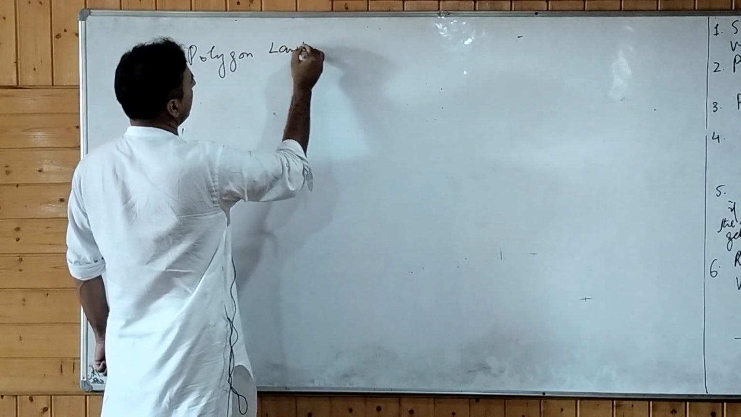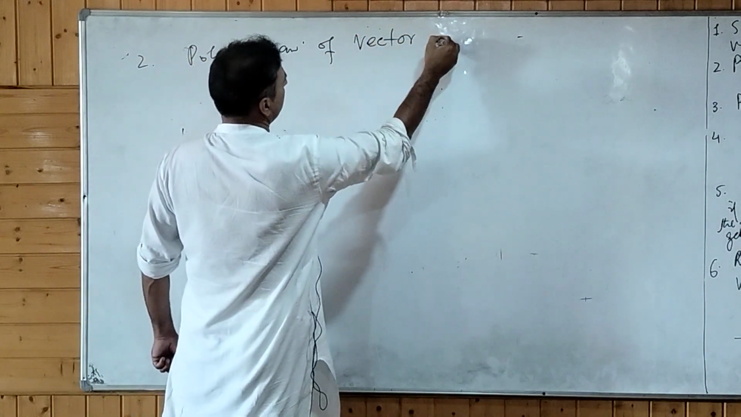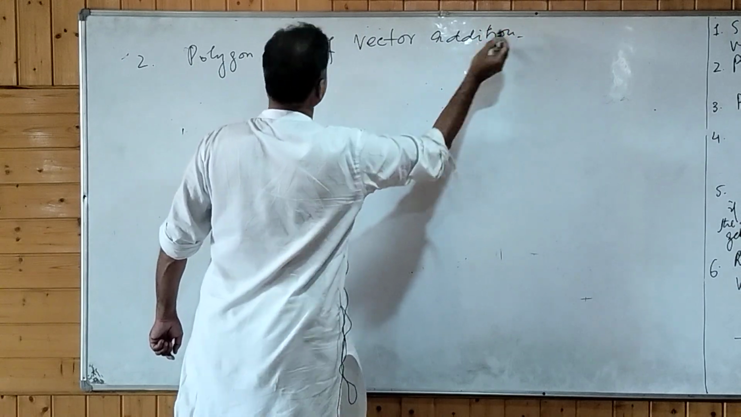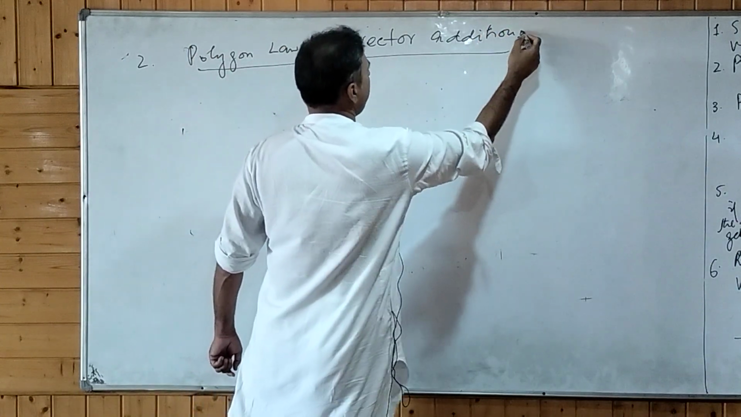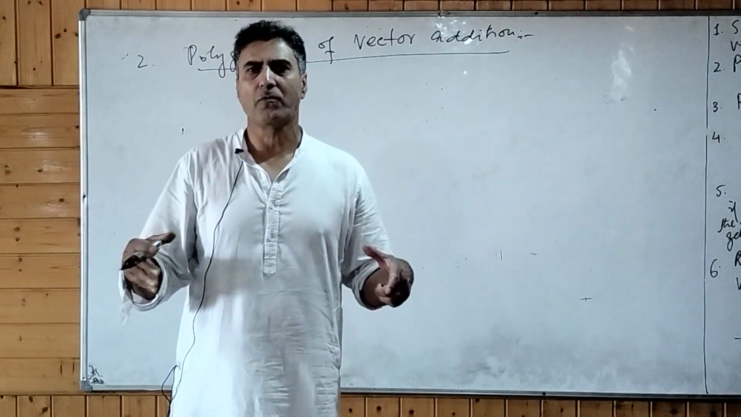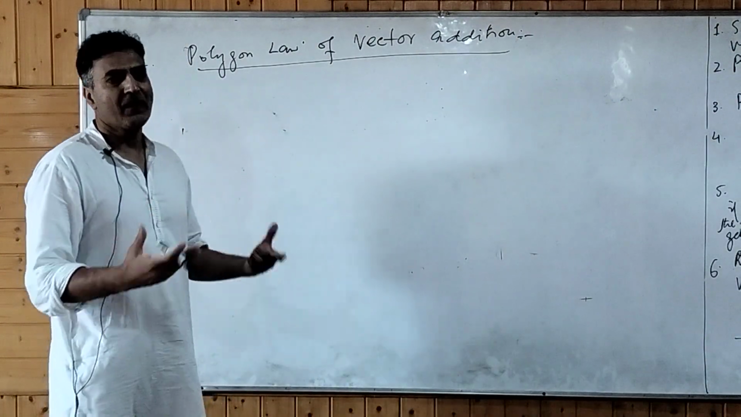Polygon law of vector addition. It's a technique by which we can add many vectors. You have so many vectors, 2, 3, 4, 5. All the vectors can be added up in a single geometrical way.